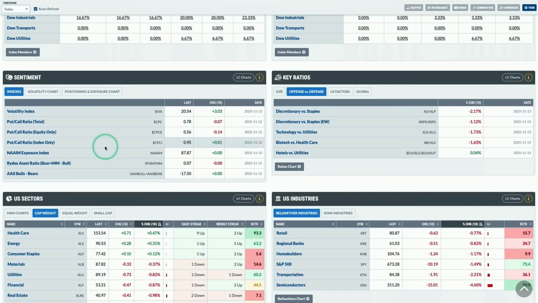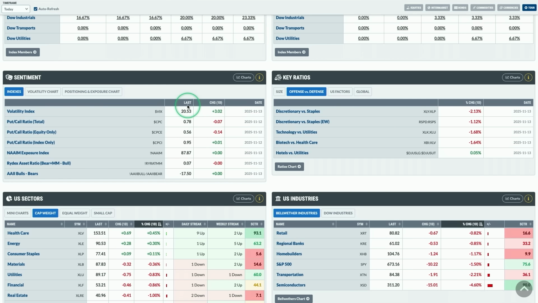So being able to see some of these key sentiment indexes right here, like the VIX, different put-call ratios, not just total put calls, but also equity only and index only. And then the NAAIM, the Exposure Index, that measures what active investment managers, professional money managers, are doing. We've also got the AAII Bulls versus Bears survey, so what individual investors are doing. You can put all of these different sentiment metrics in one place on this table here in the sentiment panel.